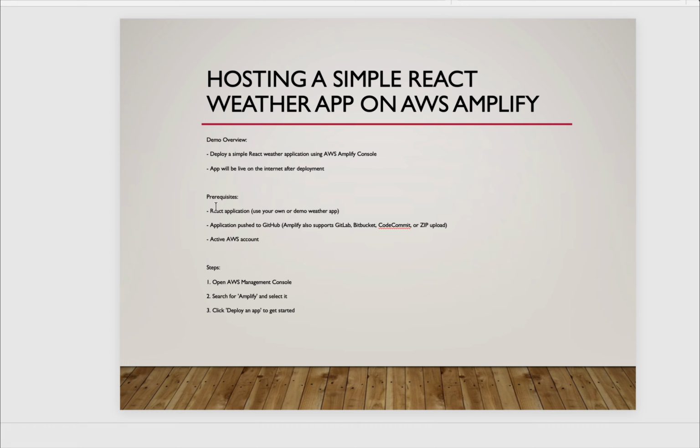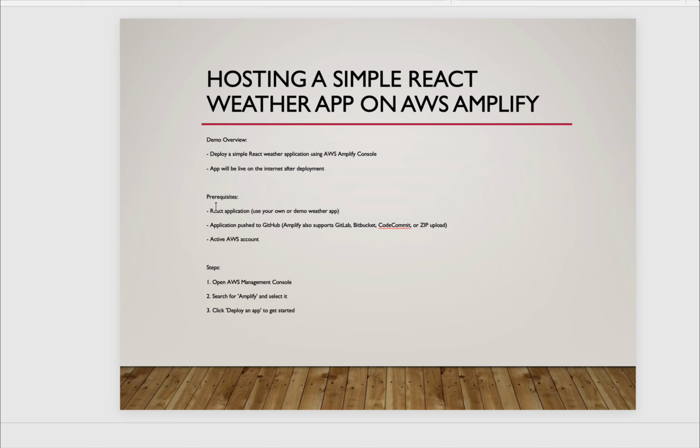So before we begin, let's quickly confirm the prerequisite. First, we need a React application. This could be your own app, or you can use my weather app, which I'm going to share in this course. Second, that application should be pushed to GitHub. So Amplify also supports Bitbucket, GitLab, Code Commit, and even the direct zip uploads. But in this demo, we will connect to GitHub. And finally, you need an active AWS account, which we already have set up.